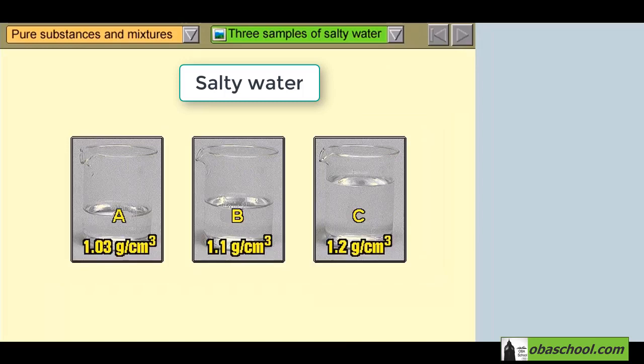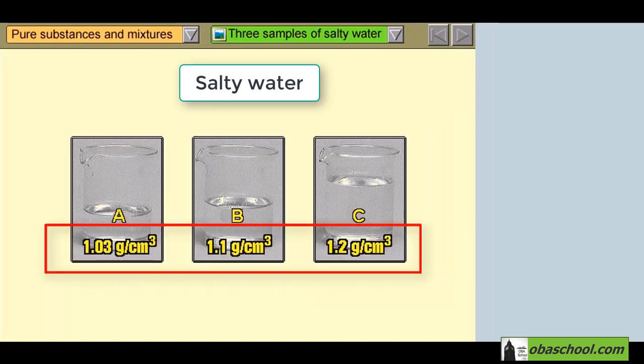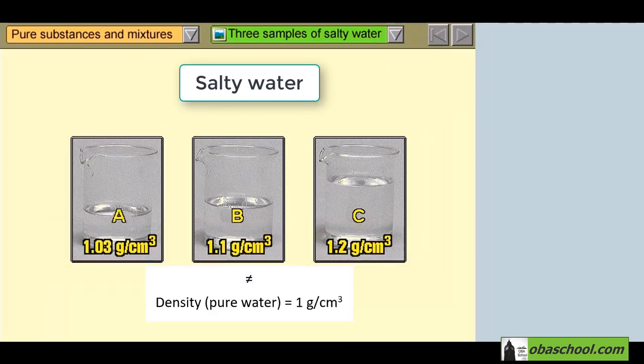Those are the same three samples of salty water, and now we've measured their density. The density is different than 1 gram per centimeter cube, which is the density of pure water. So notice how the properties changed when we added salt to water, when water is not pure anymore.